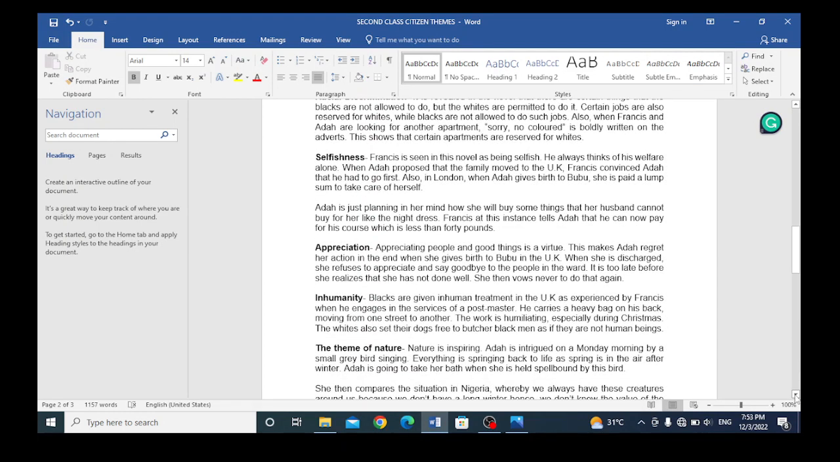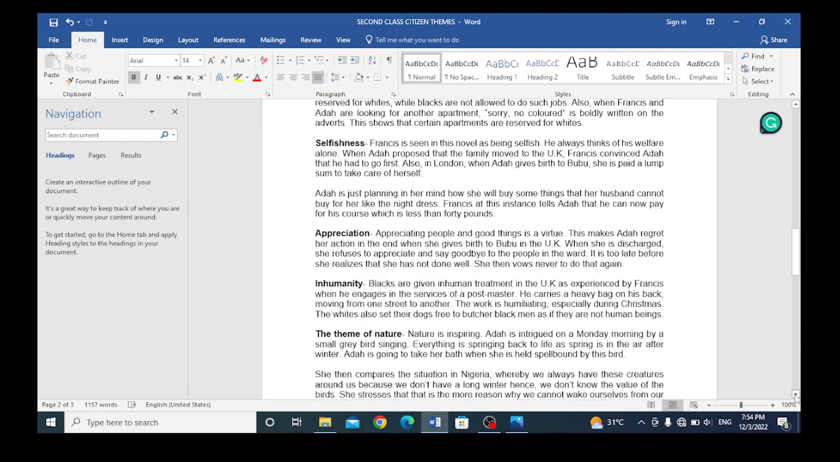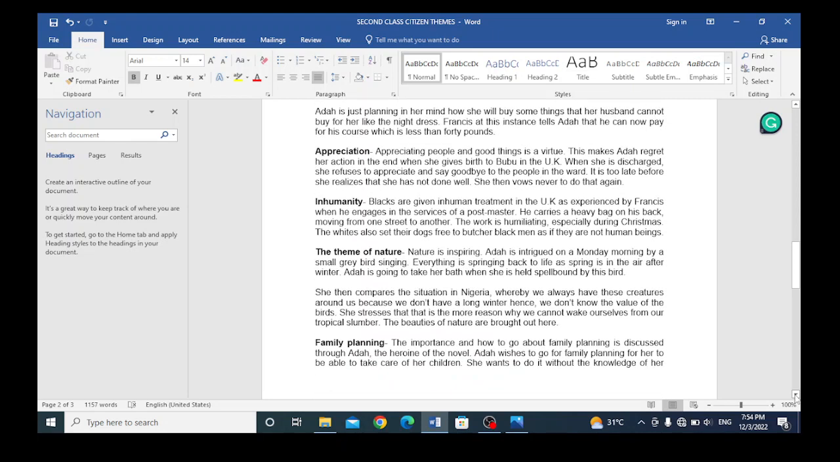The next point is selfishness. Francis is seen in this novel as being selfish. He always thinks of his welfare alone. When Ada proposed that the family move to the UK, Francis convinced Ada that he had to go first. Also in London, when Ada gives birth to Bubu, she's paid a lump sum to take care of herself. Ada is just planning in her mind how she will buy some things that her husband cannot buy for her, like the night dress. Francis at this instance tells Ada that he can now pay for his course, which is less than £40.